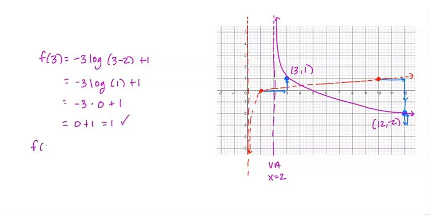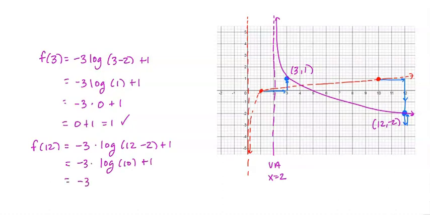We could do the same thing for f of 12: negative 3 times the log of 12 minus 2, plus 1. We have the log of 10. So log base 10 of 10 is equal to 1. So negative 3 plus 1, we get negative 2, which matches up with what we found graphically as well. So we're using the same transformations that we used for other families of functions earlier in the course. We're just applying those ideas now to our new basic function. We can use our log base 10 function as our basic function and then apply the transformations.